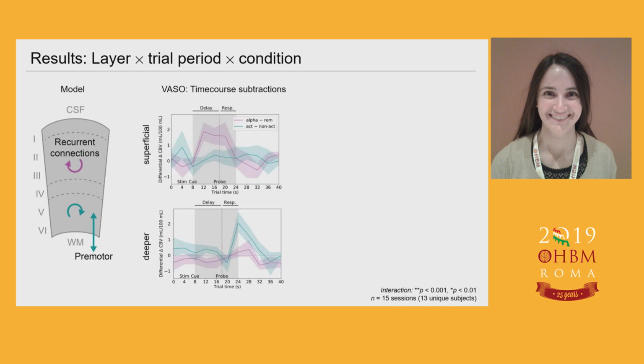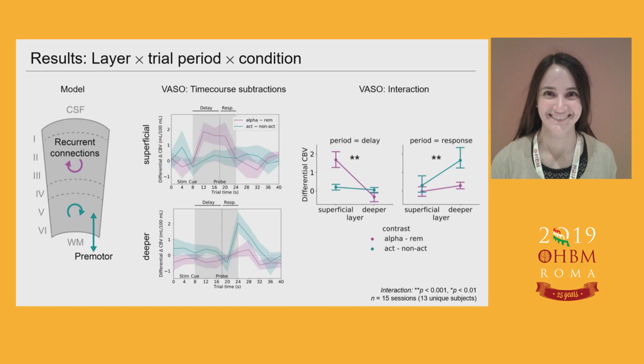That's the teal line in those superficial layers. Whereas down in the bottom graph, you can see a big peak in the teal line, so a large difference between action and non-action, specifically at the time of the response. And again, if we quantify the differential levels of activity and directly compare across layers, we can see that this interaction holds statistically as well.